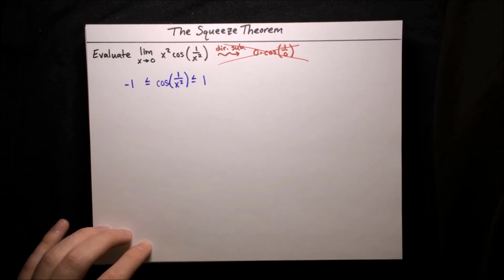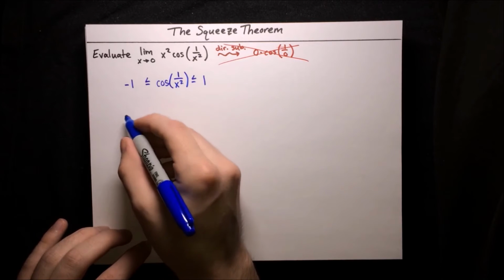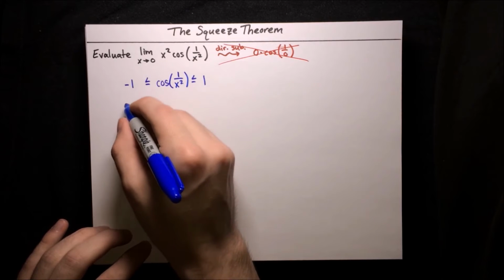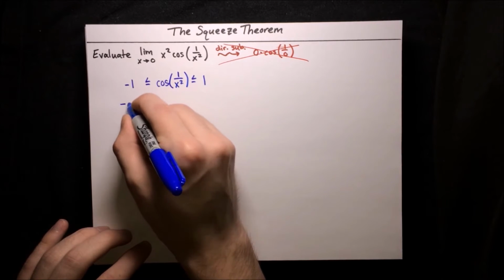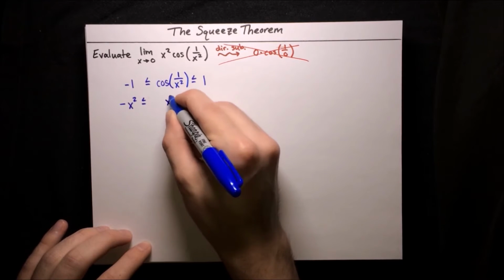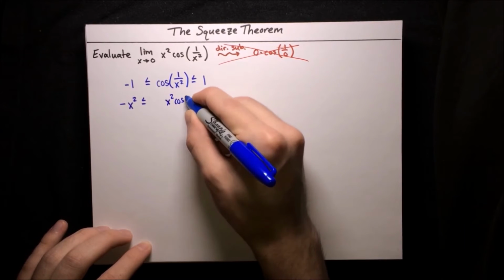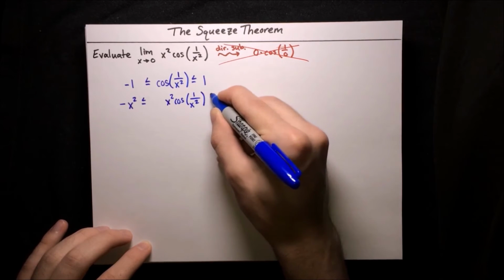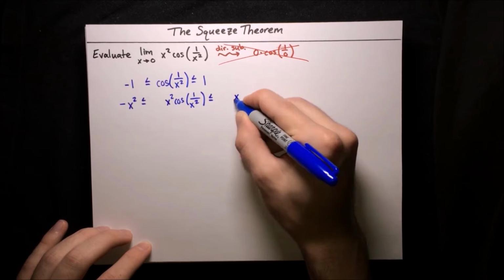Now we can go ahead and multiply the entire inequality by x squared. x squared is always 0 or positive, so this is a valid move with inequalities. We don't have to flip the sign at all. So -1 times x squared, which is just negative x squared, is less than or equal to x squared times cosine of 1 over x squared, which is also less than or equal to x squared.